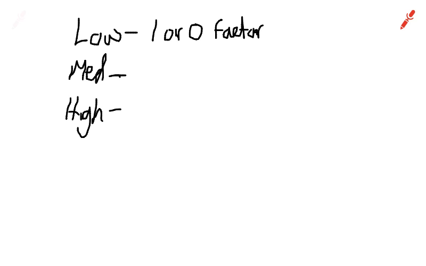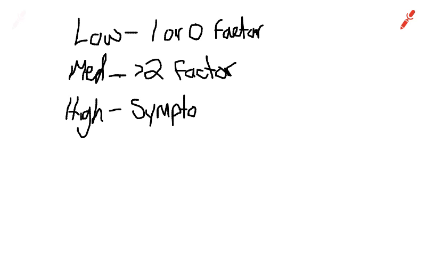So most older individuals are medium risk because they have age going against them. Well, not most likely, but if they have age going against them, they'll probably have some lifestyle choice going against them also. But medium risk just means you have 2 or more risk factors. And high risk just means you have a symptom of heart disease. And there's a few symptoms that we'll go over.